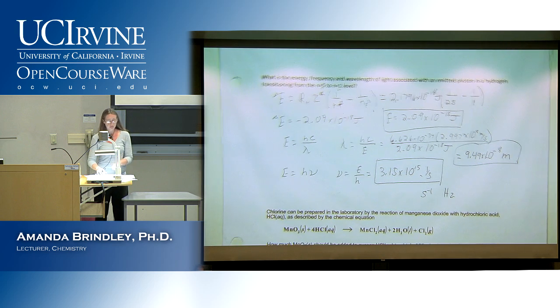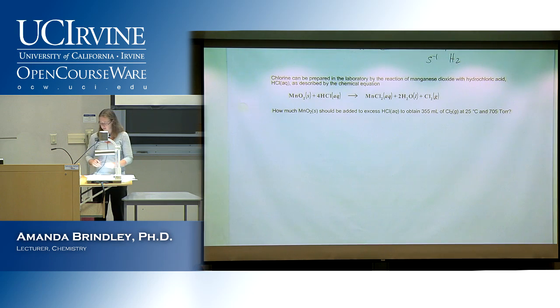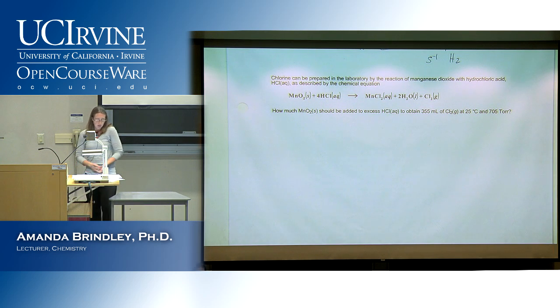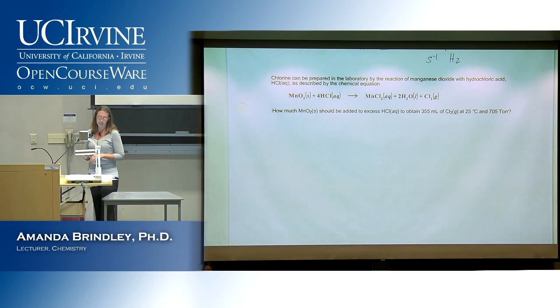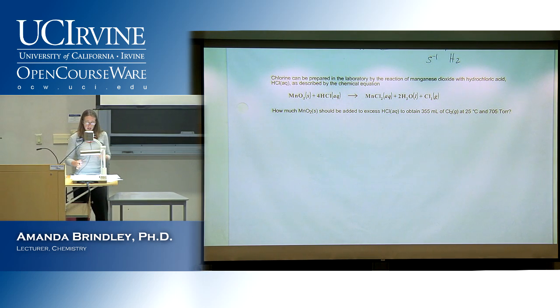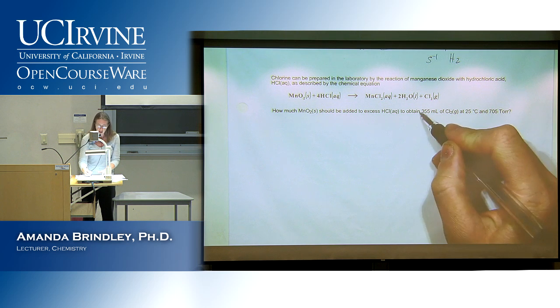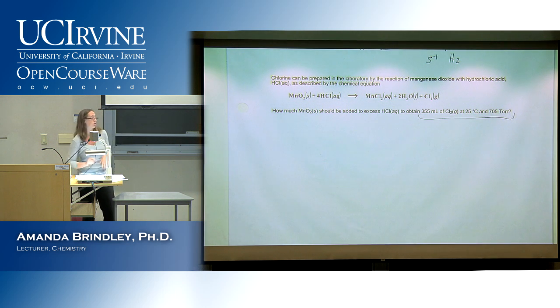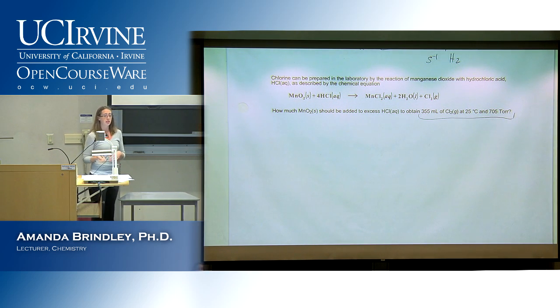Okay, next one. So we have chlorine can be prepared in a laboratory using this reaction. How much MnO2 should be added to excess HCl to get that much chlorine? And I gave you all the parameters for it. So this would be like if you needed to make a certain amount of chlorine for some sort of industrial application, and you needed to know how much you were going to get.